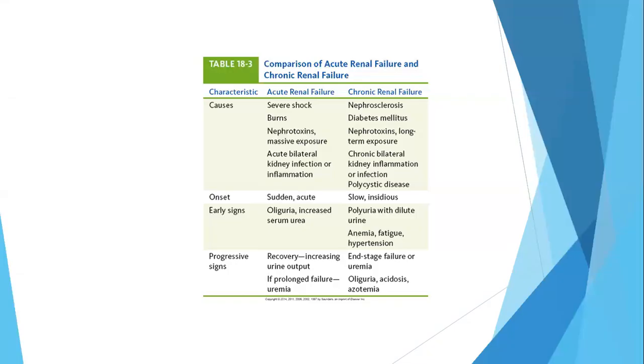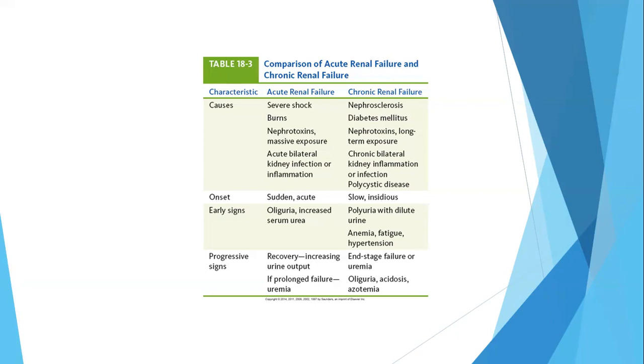So this is the comparison of acute and chronic renal failure from the book, and it compares causes. Onset in acute is sudden and acute, and chronic is slow and insidious, hence the definitions. Acute renal failure, you get decreased urine output and increased serum urea. In chronic renal failure, early on, you get dilute urine with increased output and anemia, fatigue, and hypertension. With acute renal failure, when you progress on, you get increasing urine output with recovery because your kidneys are working again.